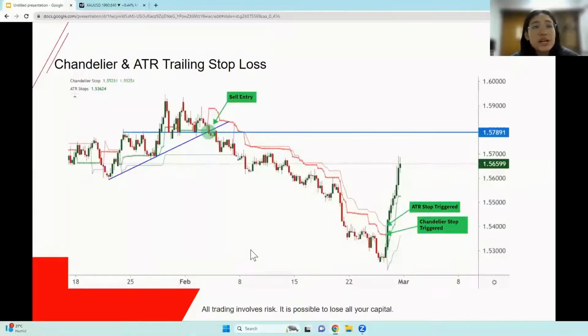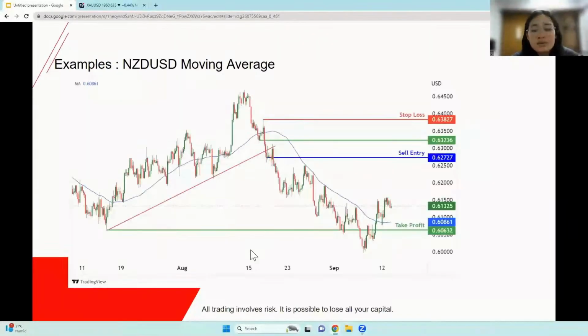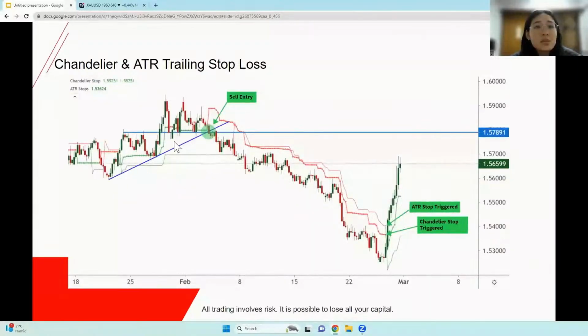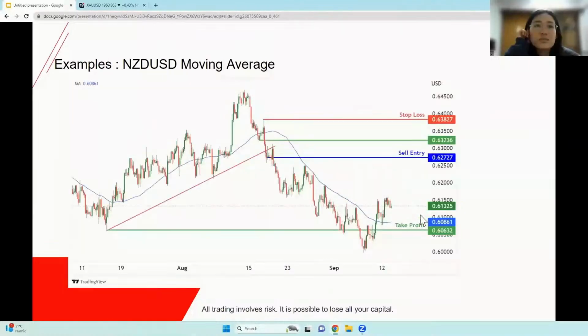Here, chandelier and ATR. Same thing, sell entry with this line. And we're using both ATR as well as chandelier in this case. So both moving under, and the trailing stop loss is triggered once price has broken out of these 2 indicators. So this is how we use it in an example.